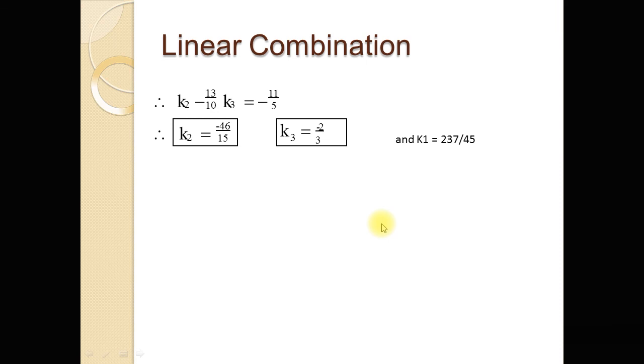So this is the procedure to write a given vector as a linear combination of other given vectors. And inshallah, in the next video lecture, we will discuss some practice problems related to the linear combination of vectors. And this is the end of this segment.